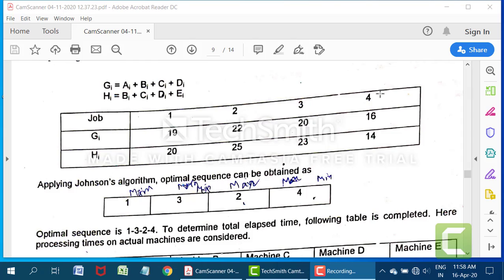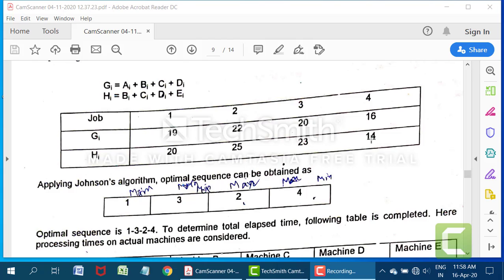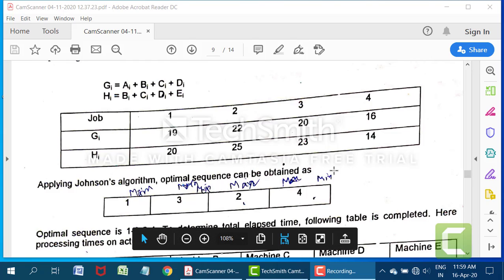Why at the end? This minimum processing time is on the second machine, not on the first machine. If the minimum processing time is occurring on the first machine, that corresponding job number must be placed at the beginning. So you know that. Read the algorithm twice, thrice, and interpret it properly. So of the four compartments, in the last compartment, job number 4 must be put.